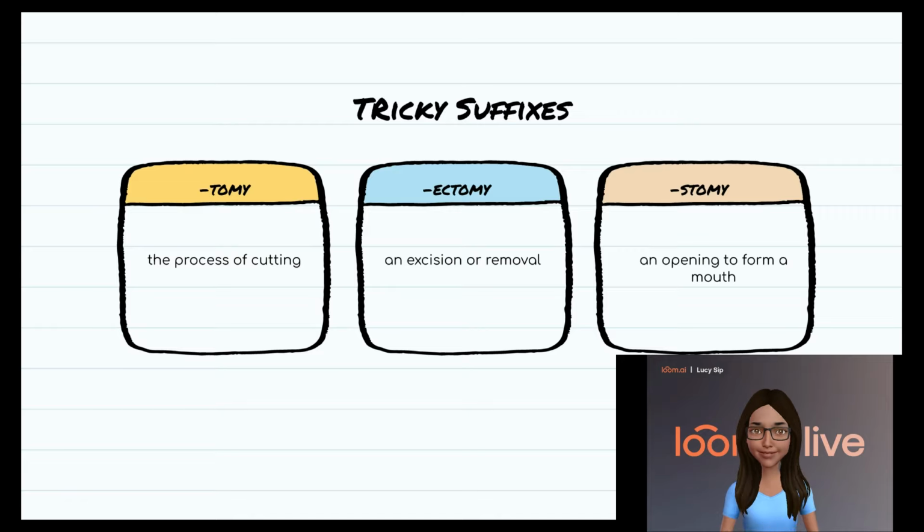Last but not least, we have tomy, ectomy, and stomy. These three suffixes may be pronounced and spelled similarly, but they all have different meanings. Tomy is the process of cutting, ectomy is an excision or removal, and stomy is an opening to form a mouth.